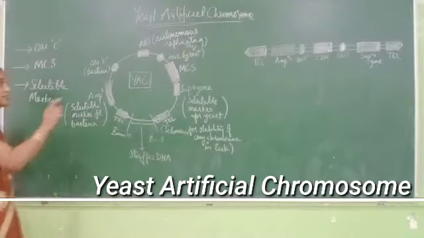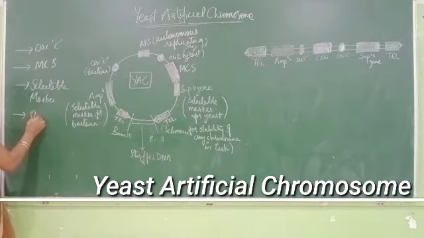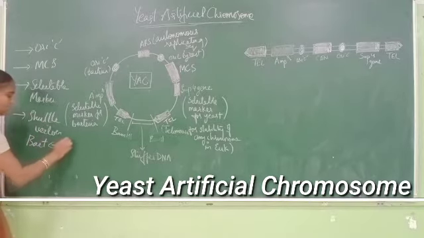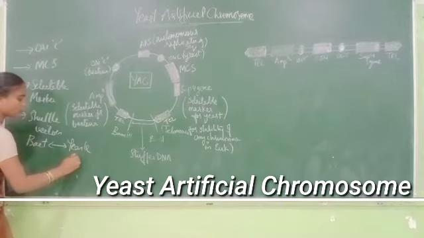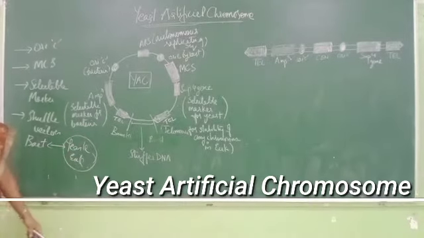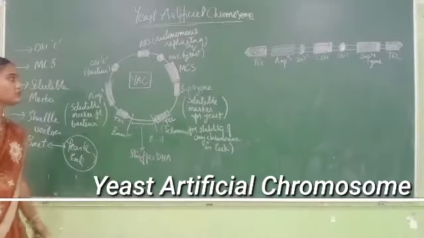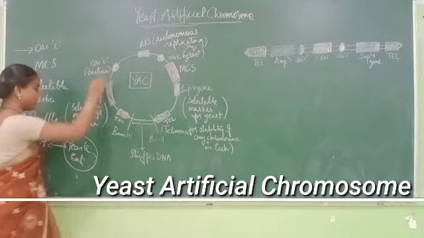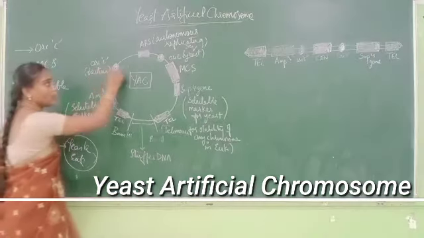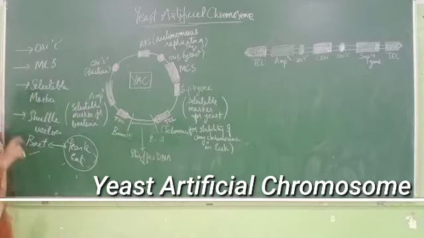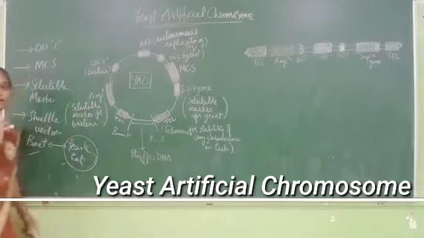And one more point: this YAC should have the property of shuttle vectors, which means this vector should propagate both in bacteria as well as in eukaryotes, that is, yeast. This is somewhat complicated, but the complication can easily be resolved here. YAC is designed with the ORI site of bacteria as well as the ORI site of yeast. So both of them, the first point is noted.